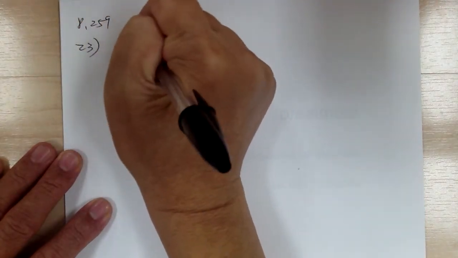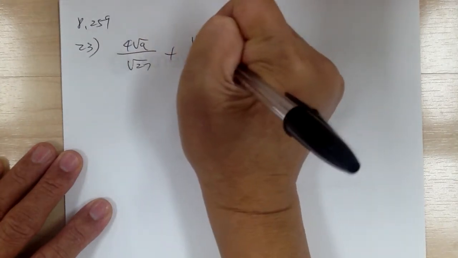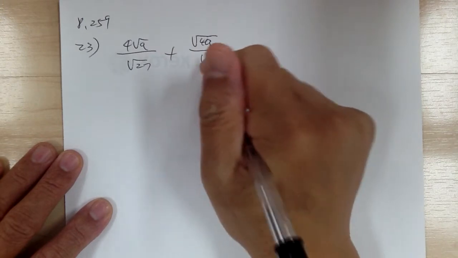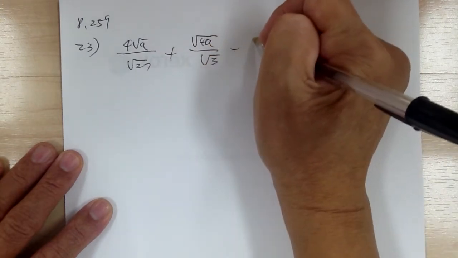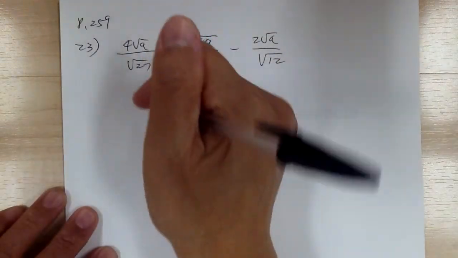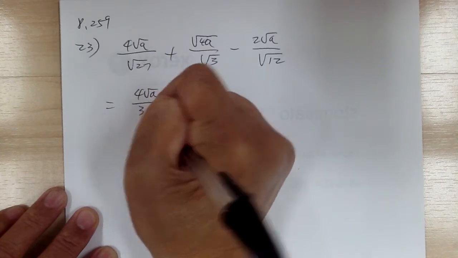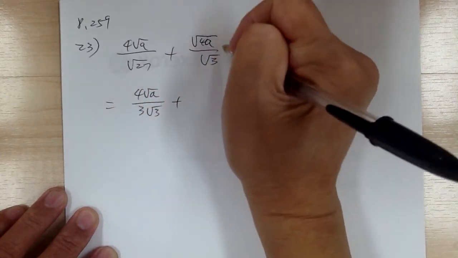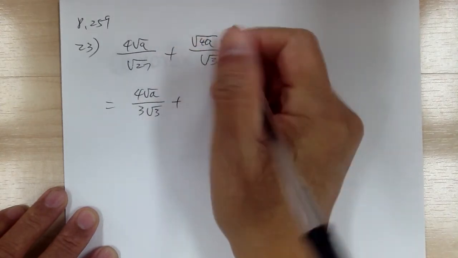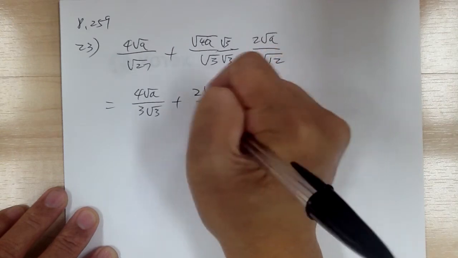So you got 4 square root of a over square root of 27 plus square root of 4a over square root of 3. So again, when you separate the top and the bottom, remember the square root on the bottom. Okay, so you got 2 square root of a over square root of 12. Okay, let's simplify each one. So you got 4 square root of a over 3 square root of 3. Okay, this one you need to multiply by square root of 3 over square root of 3. So, and the 4 can come out, so you get 2, since square root of 4 is 2. And you got 3a over 3.